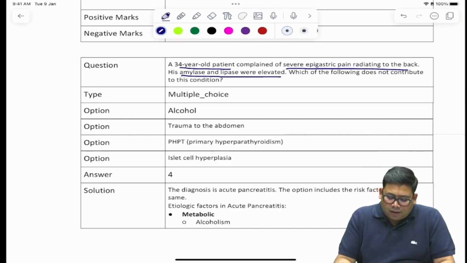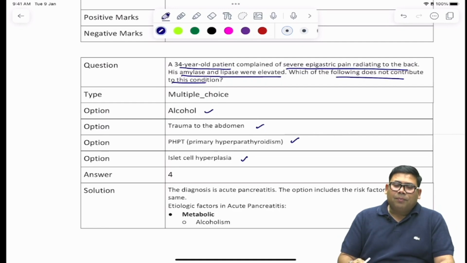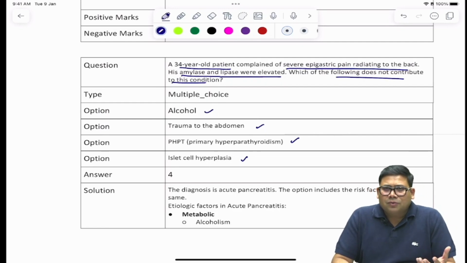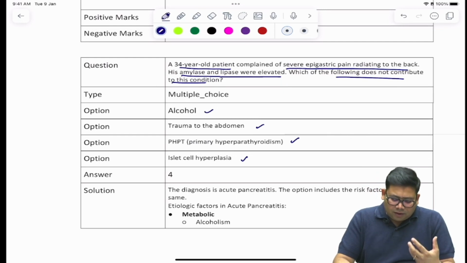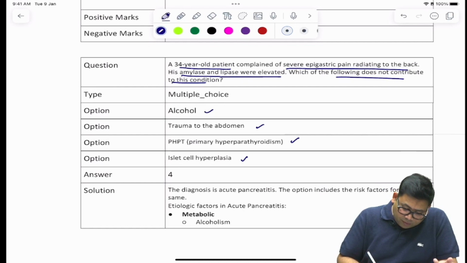Now you are handling a patient of what? Pancreatitis. Which is not a risk factor for this? Alcohol, trauma, primary hyperparathyroidism. Students, this islet cell hyperplasia, which is seen in nesidioblastoma or nesidioblastosis, is not a part of acute or chronic pancreatitis. So remember, this is not.